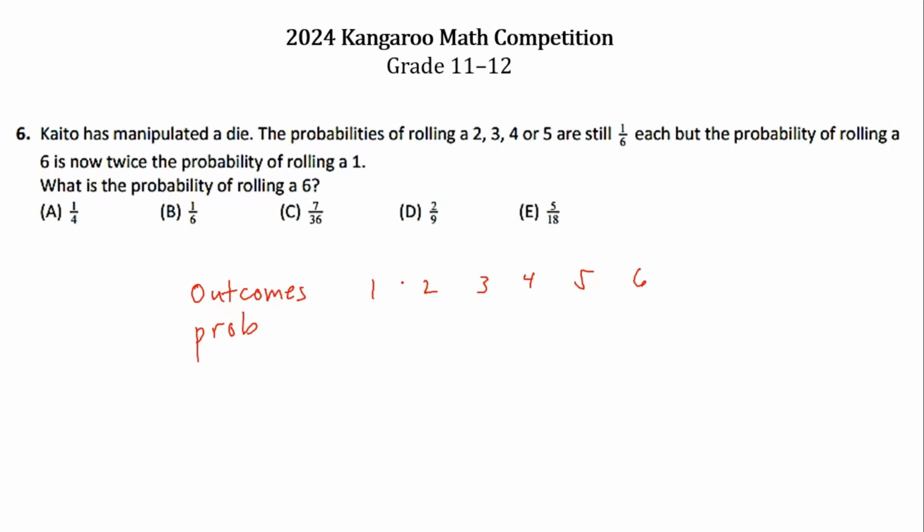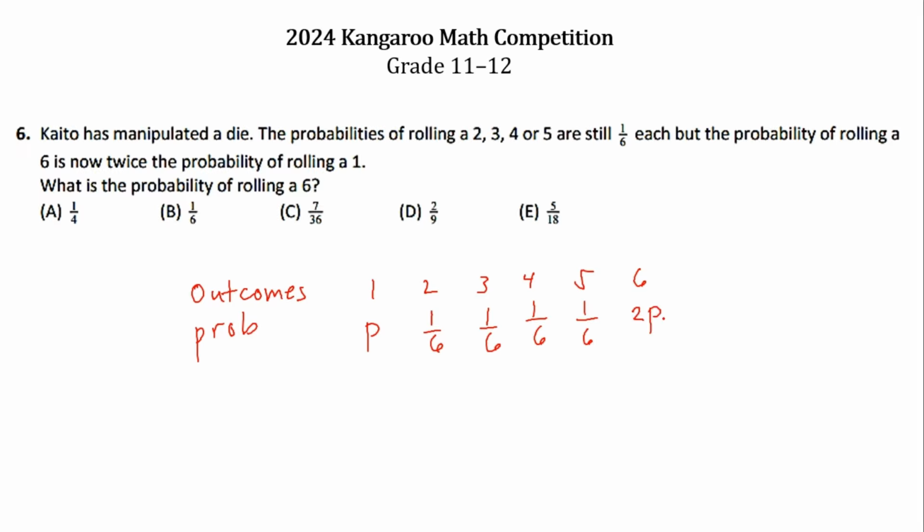Probabilities. We don't know the probabilities for 1 and 6, but we know that 2, 3, 4, and 5 are all equally likely to come out. So it's given that each of these has probability of 1 over 6. Now, the other condition states that the probability of rolling a 6 is now twice the probability of rolling a 1. Since we don't know the probability of rolling a 1, let's represent that by p. And so that of 6 is 2p.